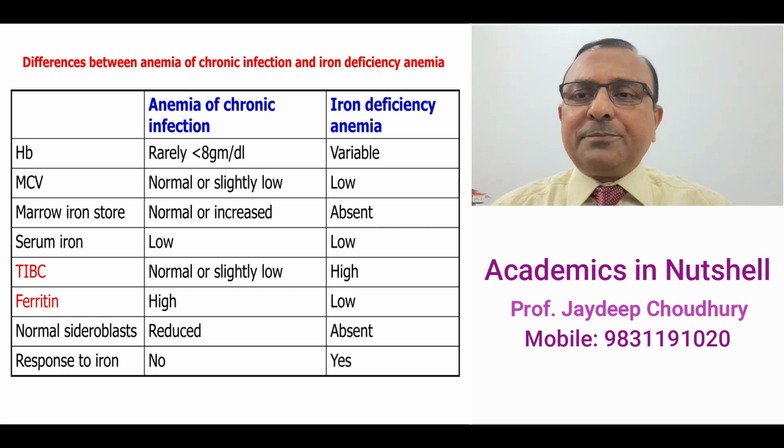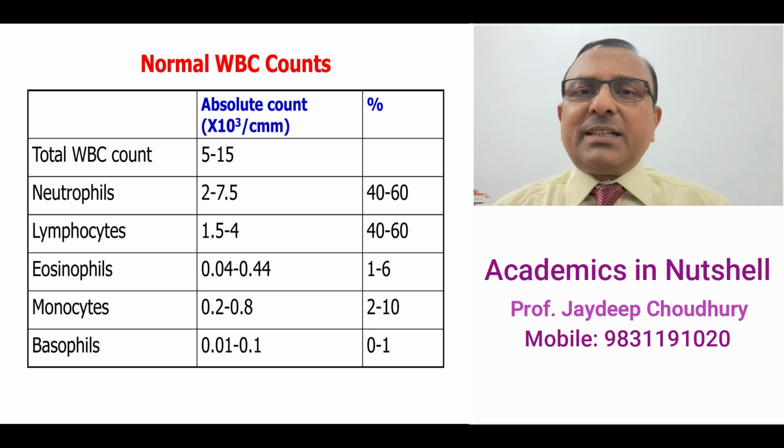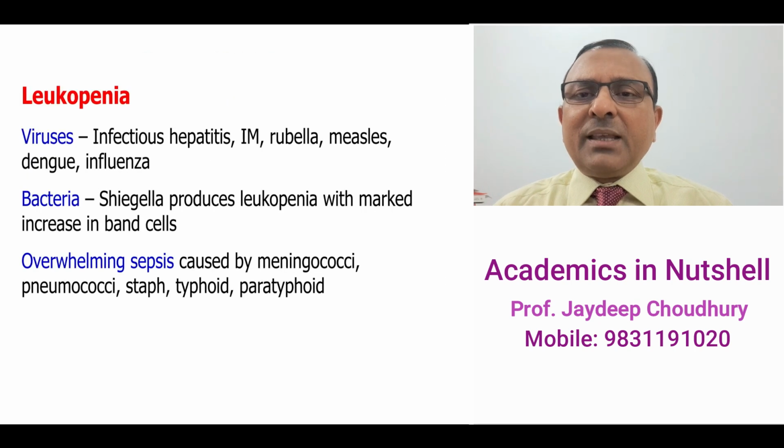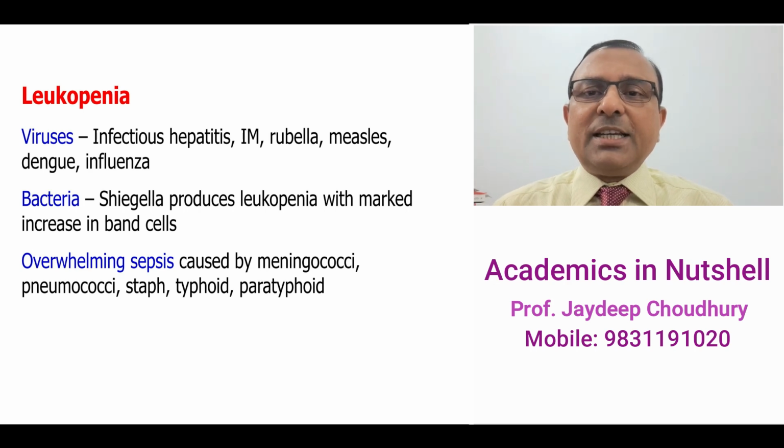The normal WBC count in children is usually 5 to 15,000 with lymphocytic predominance over the neutrophil count, but it may vary as per the age also. The leukopenia is typically seen in viral infections like infectious hepatitis, infectious mononucleosis, rubella, measles, dengue, influenza, and among the bacterial infections, Shigella produces leukopenia with marked increase in band cells. Also, the overwhelming septic conditions like meningococcal infection, pneumococci, staph, typhoid, and paratyphoid fever may also cause leukopenia.